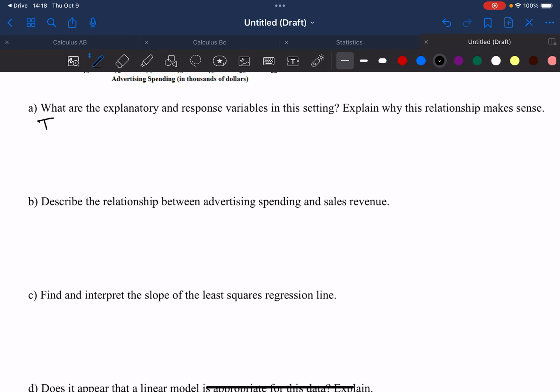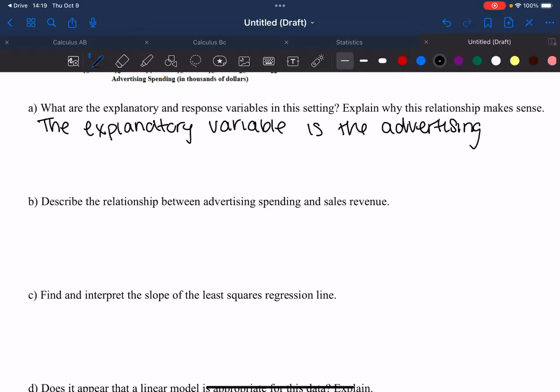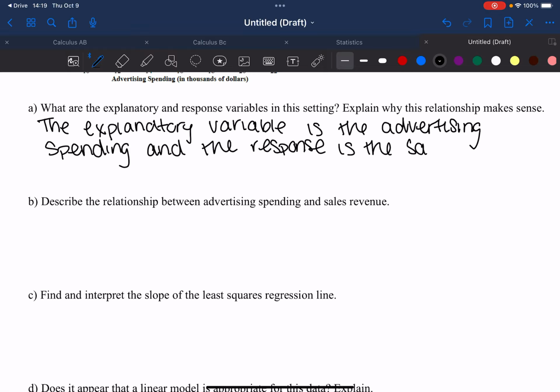So you would say that the explanatory variable is the advertising spending, and the response is the sales revenue. You got 1 point for doing that.